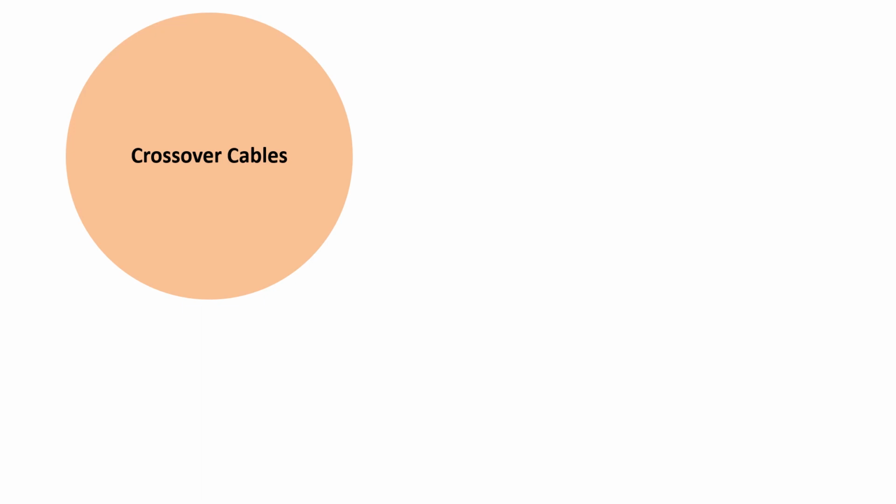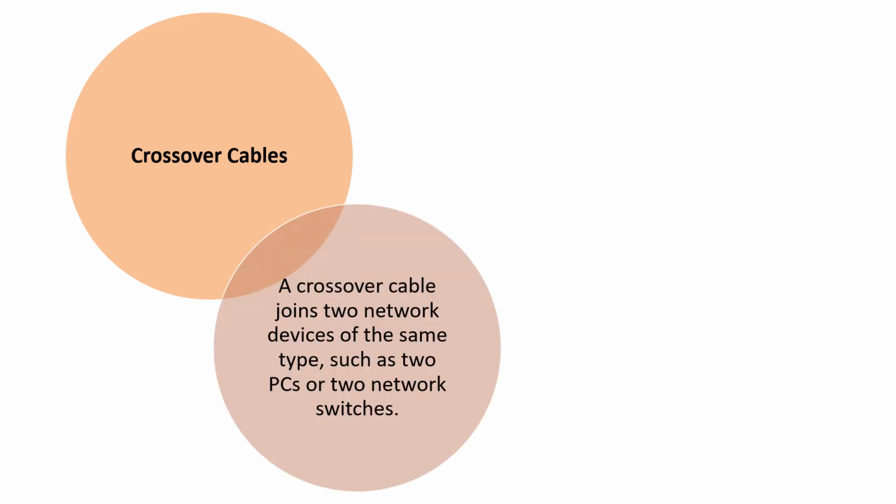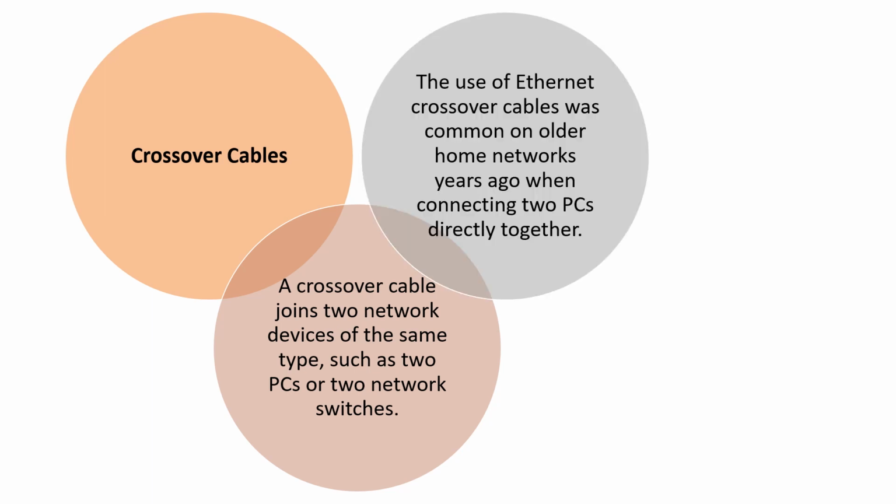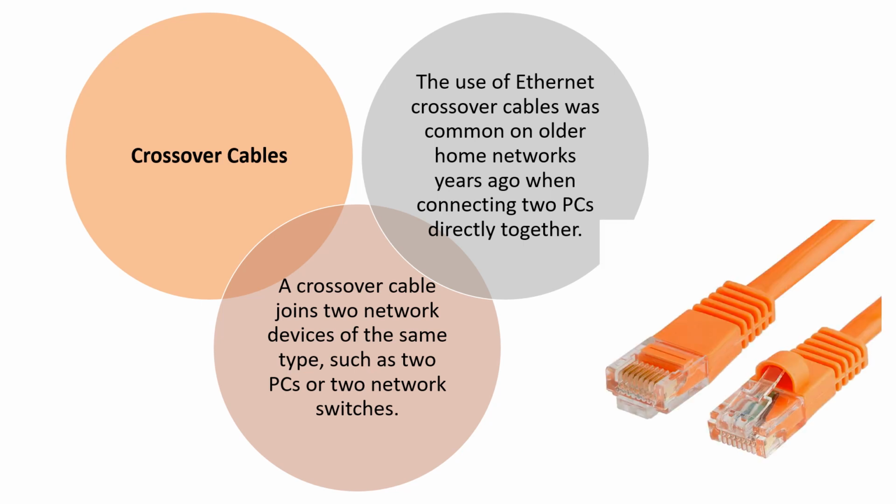And next, the last type is the crossover cable. This joins two network devices of the same type, such as two PCs or network switches. The use of Ethernet crossover cables was common on older home networks years ago when connecting two PCs directly together. And this is the picture of a crossover cable.